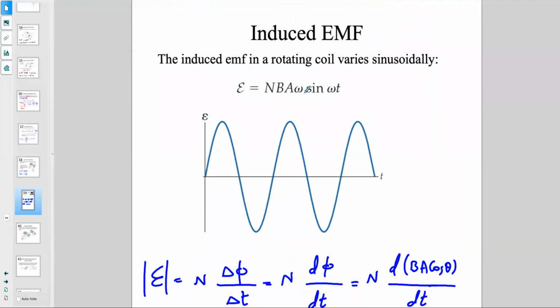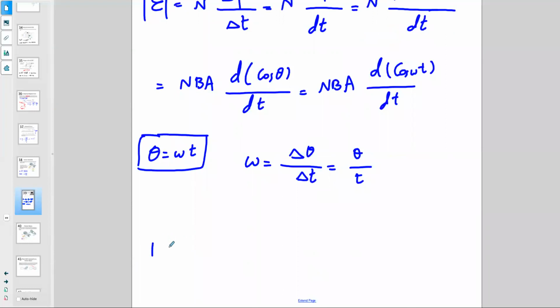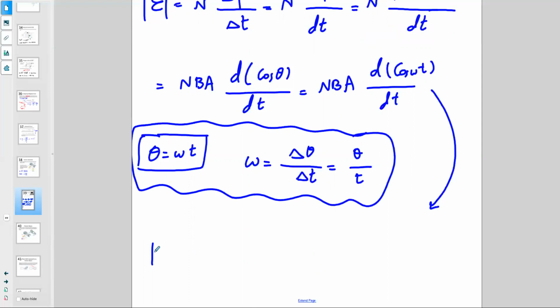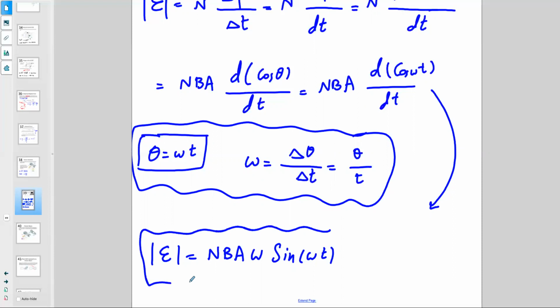If you take one derivative, then let me actually put this in a box. Then your E is N B A, and the derivative of cosine omega t with respect to t will give you omega outside and sine omega t. So this will be your EMF.